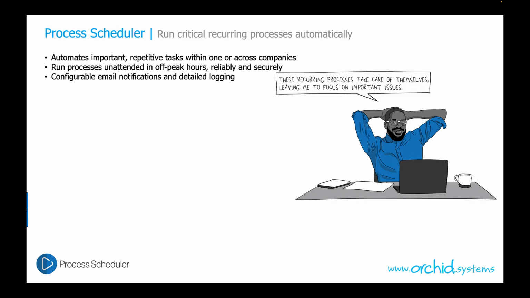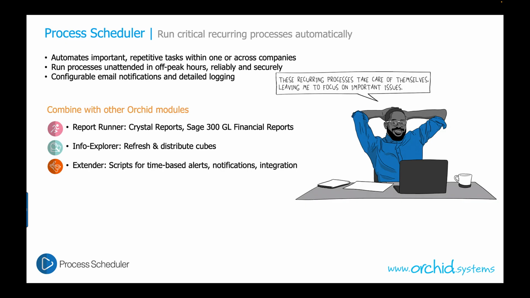Process Scheduler lets you automate important repetitive tasks within one or across companies. You can run processes unattended in off-peak hours reliably and securely. You receive configurable email notifications and detailed logging happens to help you manage by exception while meeting your auditor's requirements. As we've discussed, it combines very well with those Orchid modules, Report Runner, Info Explorer and Extender. Today we will not go through Info Explorer.